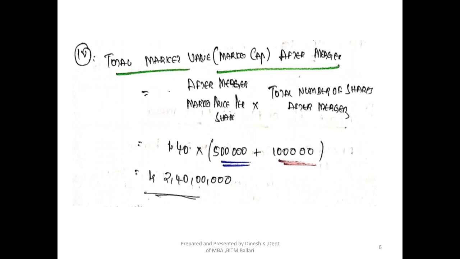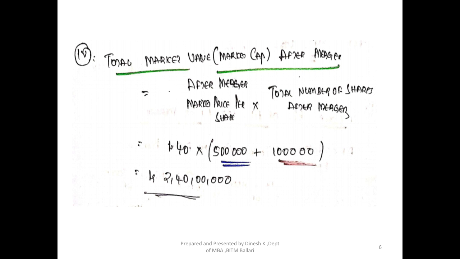Fine. So last sub question here, what is the total market value? That is nothing but market capitalization after the merger. To calculate the total market value, what we need to take is after merger market price per share, as we calculated in sub question 3, multiplied by total number of shares after the merger, right? After merger market price per share is rupees 40, multiplied by total number of outstanding shares after merger. That is, for acquiring company before and after remains the same, that is 5 lakhs, plus for target company it is 1 lakh.